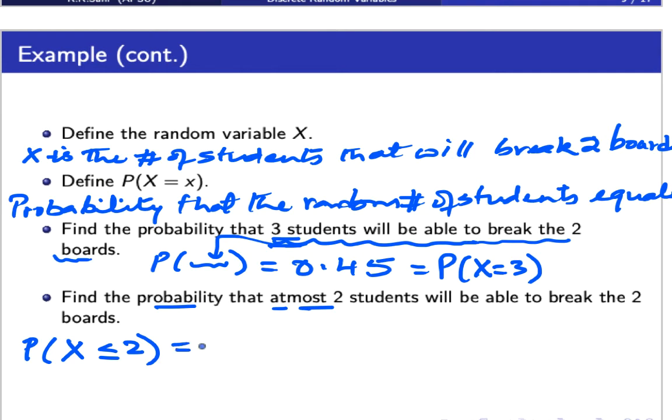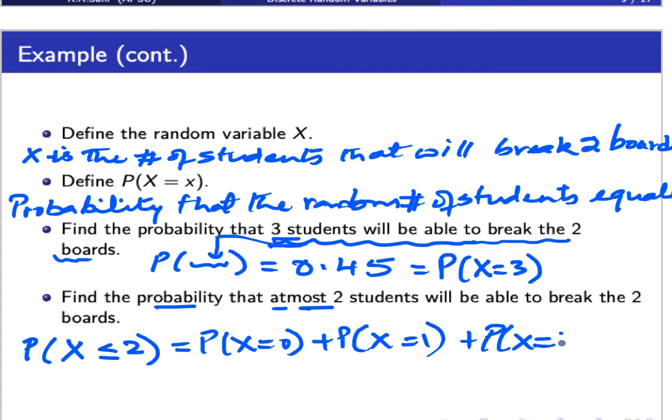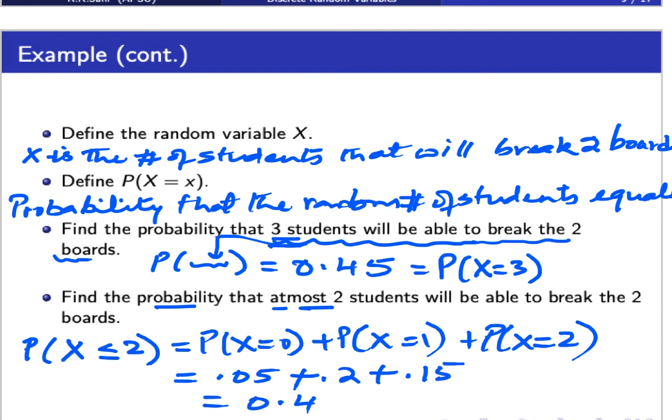The symbol says at most. It either can be 0 students able to break the 2 boards, or 1, or 2 students are able to break 2 boards. Okay, let's write it down. This is 0.05 plus 0.2 plus 0.15. What do we see? 0.4. That means 40% of the students can break 2 boards.